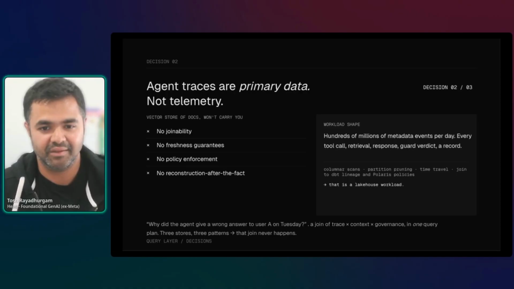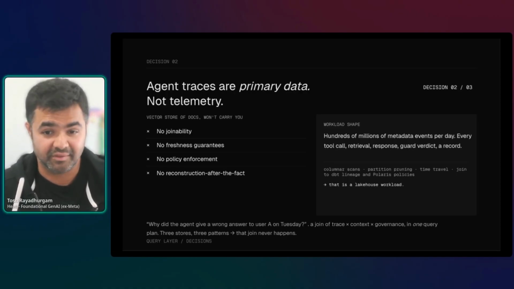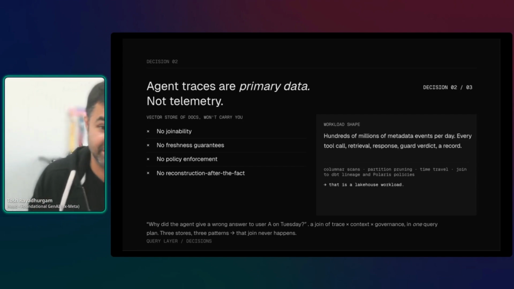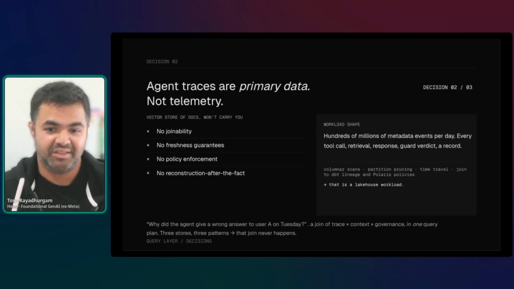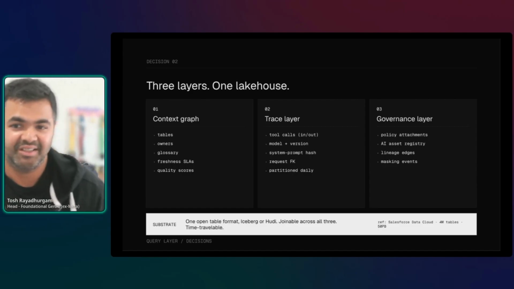I think the thing that really matters is: does it let you reconstruct, even after the fact, the context that the agent saw at the moment it made a decision, right? Because that reconstruction is basically non-negotiable. If you can't answer that, you can't debug, you can't audit, and you can't improve.